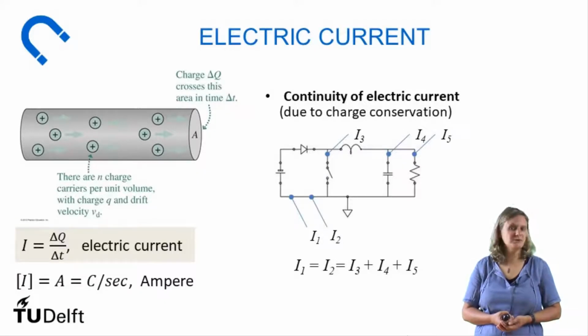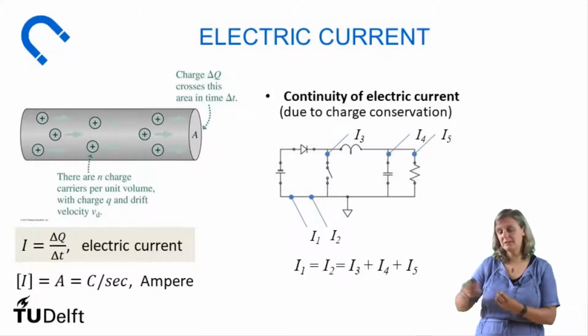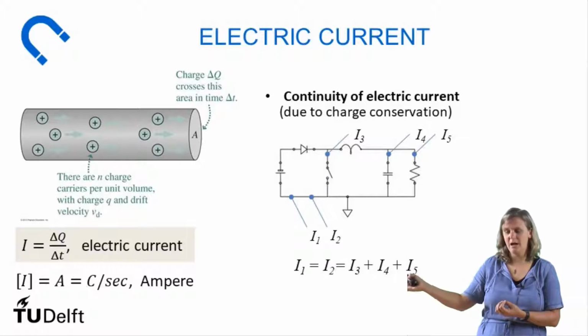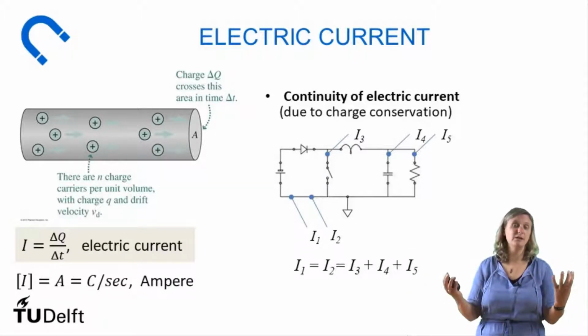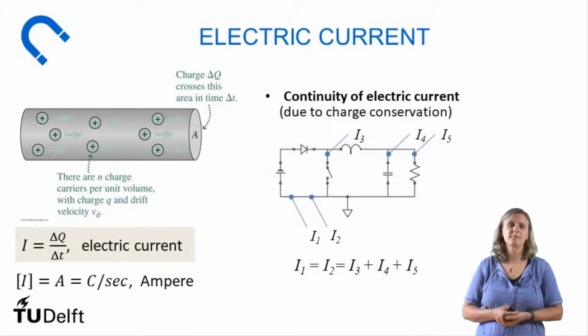What is very important to realize about currents is that there is charge conservation. And charge conservation is one of those important conservation laws in physics that tells you anything that comes in has to either way stay or go out. It cannot miraculously appear, neither can it miraculously disappear. So anything that goes in, goes out. This is called the continuity of electric currents.